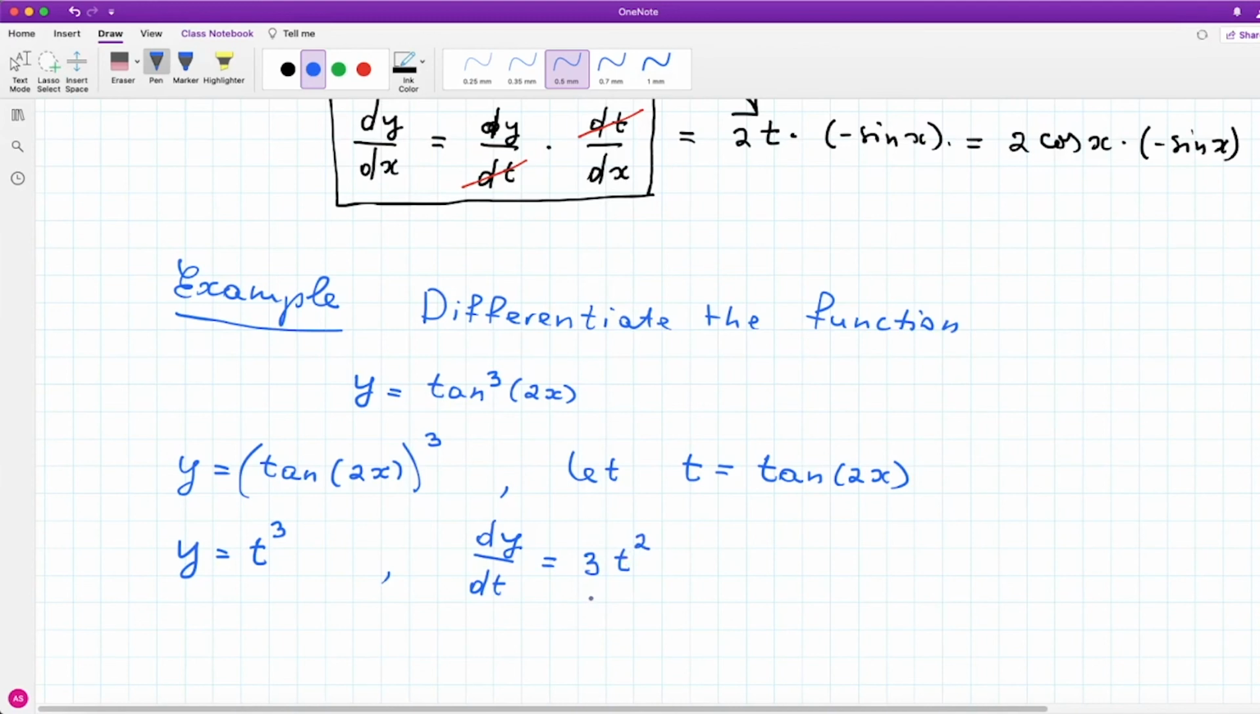But we're not finished here because this is the derivative of y with respect to t. If you look at the original problem, there was no variable t in that function. We were given the function y equals tangent cubed of 2x. And so when the problem says differentiate that function, it means calculate the derivative of y with respect to x. In other words, what we need to calculate is the derivative dy/dx.